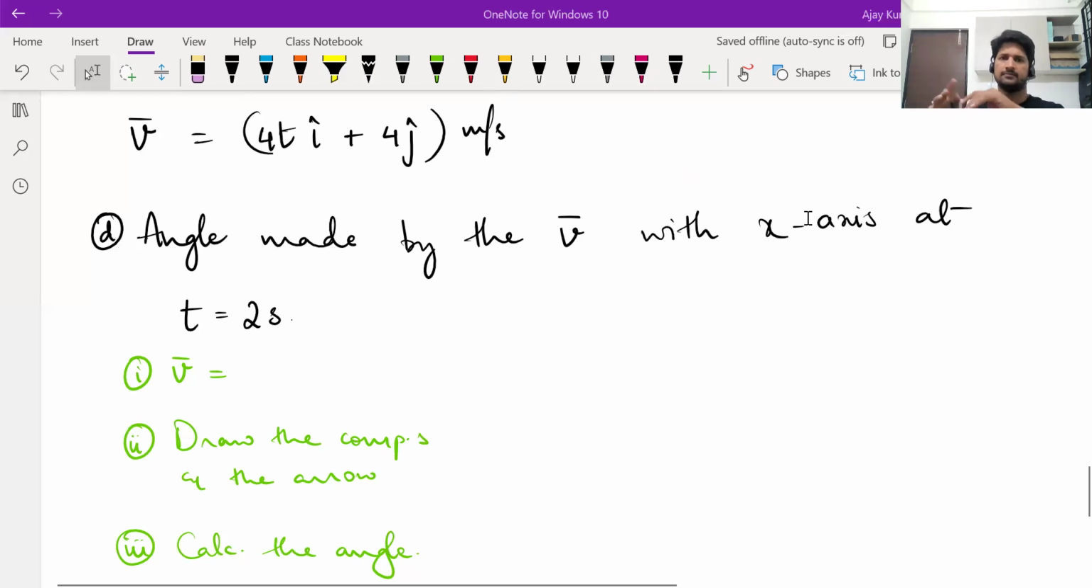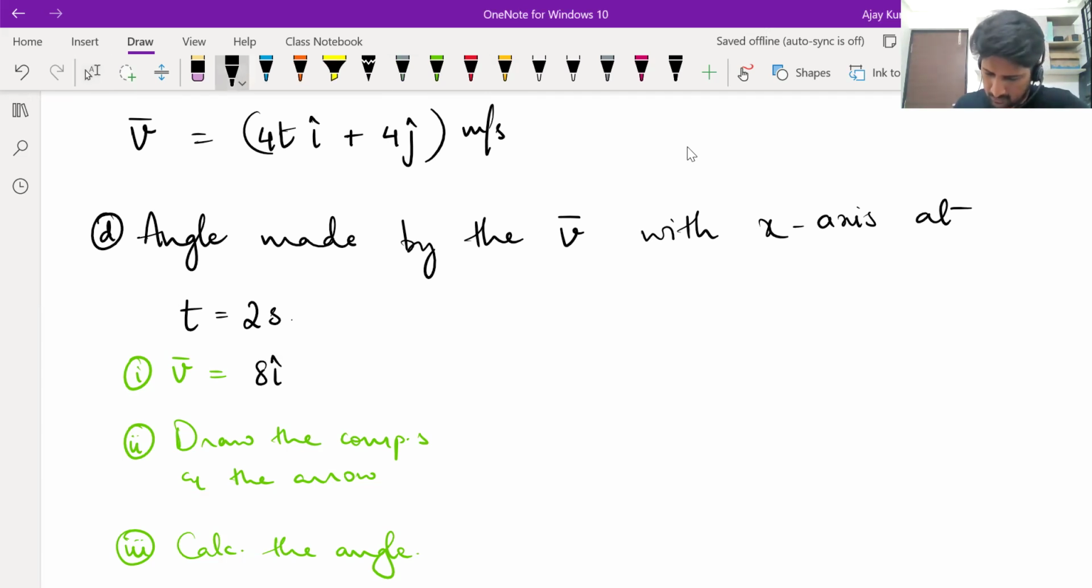Any answer? Okay, first tell me, what is the velocity vector at 2 seconds? 8 i cap plus 4 j cap. You just have to substitute t is 2 there. It becomes 8 i cap plus 4 j cap meters per second. Okay. So we got the x component and the y component.